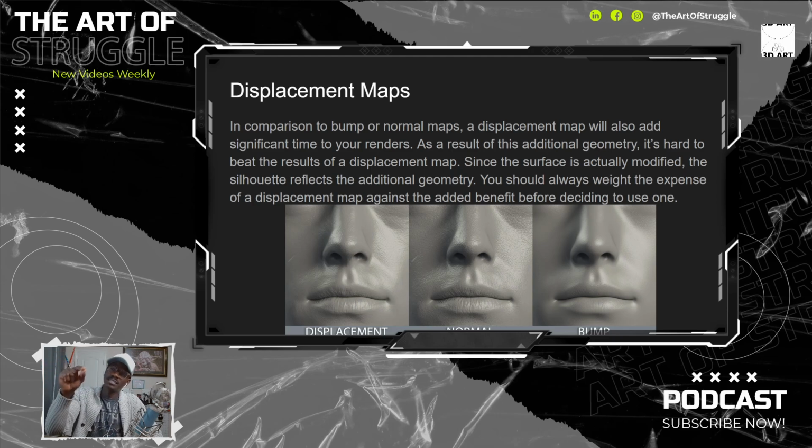But if you printed a model with the displacement on, it will actually have those bumps and those crevices in there because it's actually moving the geometry. Since the geometry is actually modified, the silhouette reflects the additional geometry. You should always weigh the expense of a displacement map against the added benefit before deciding to use it. Nowadays, though, like I said, because of the hardware that we have, it's getting much easier to use and justify using displacement maps in your model.